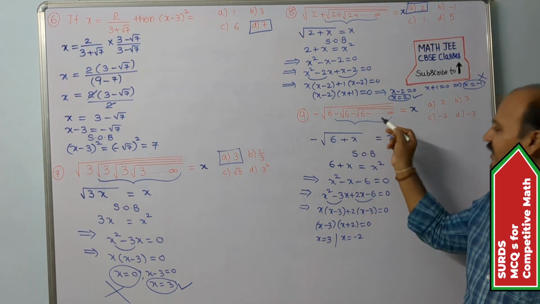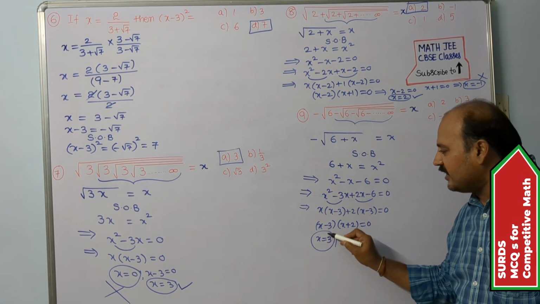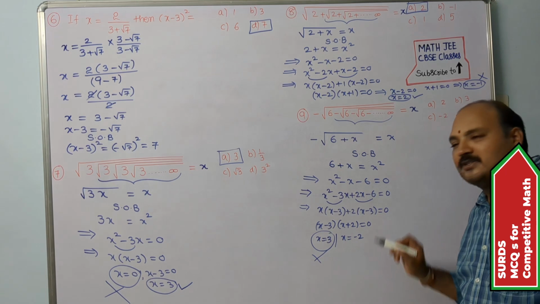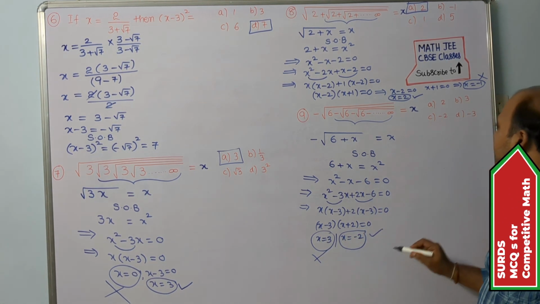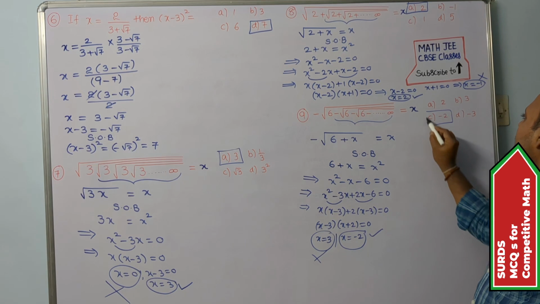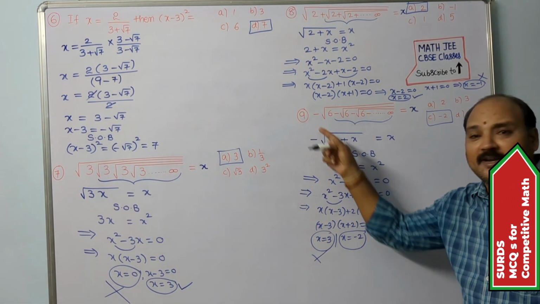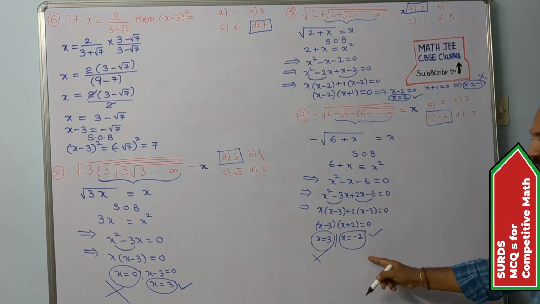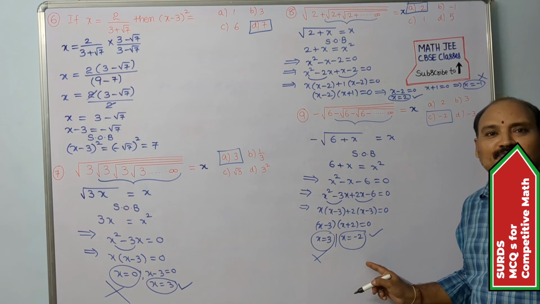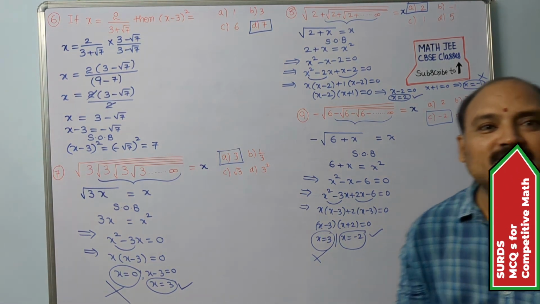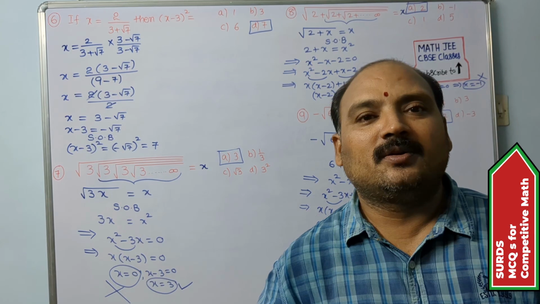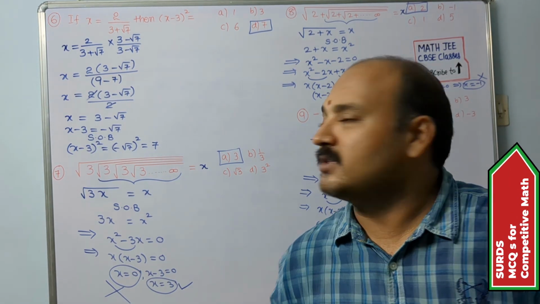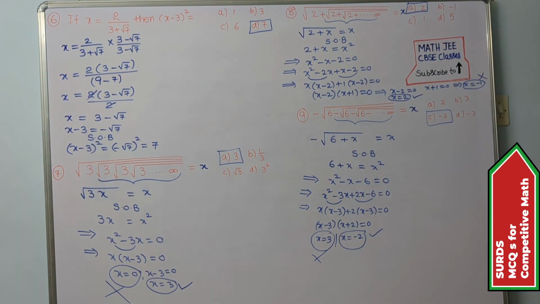So whenever it is a negative value, x is equal to 3 is positive, we cannot accept that answer. x is equal to minus 2 is the right answer, dear students. Why? Because the given value is itself minus. That is the reason our answer is minus 2. I hope everyone understands, dear students. One more question we will discuss.